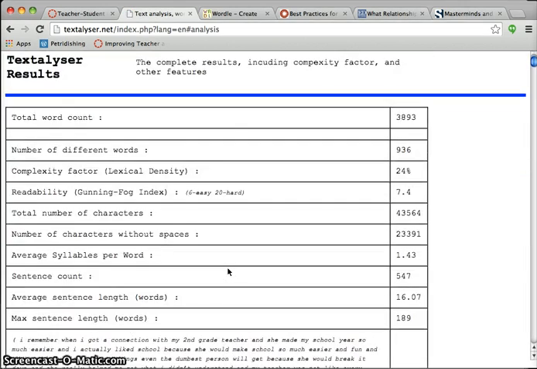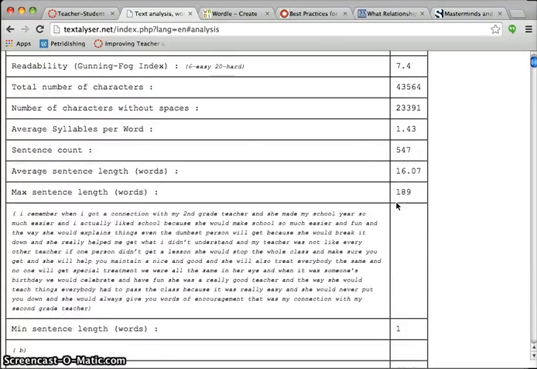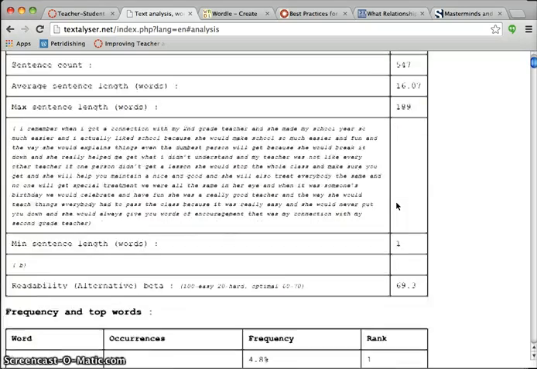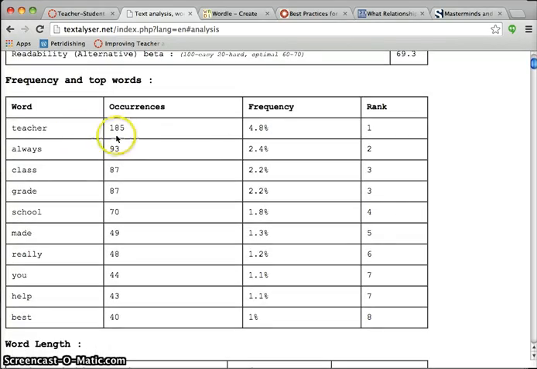And here we go. So that was almost 4,000 words. There were 936 different words, which is kind of interesting. It tells me the readability is 7.4. But it gets very interesting when you scroll down and you start looking for the frequency of top words. And you can see teacher 185, always 93.